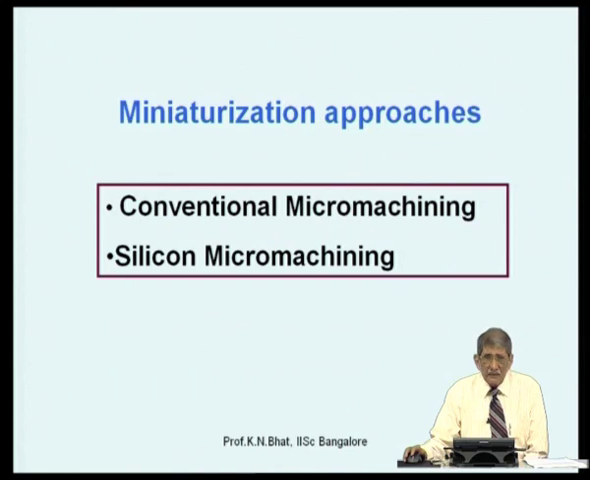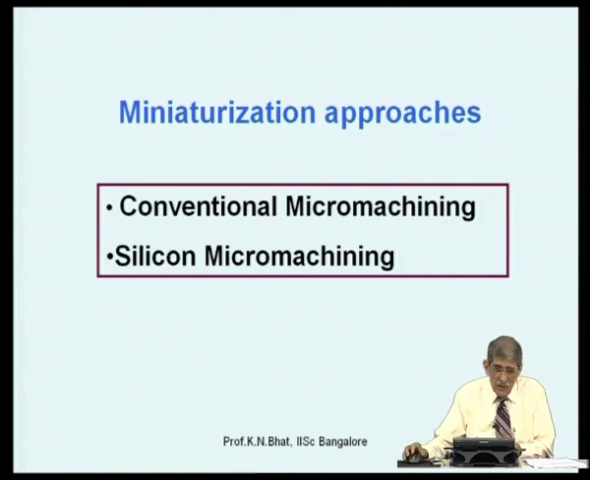Conventional micro machining and silicon micro machining. I will talk of silicon because silicon is the one which is very popular in microsystems. No doubt other materials also are gaining popularity, materials like polymer, which are very much biocompatible. But when you want to really integrate electronics with the mechanical components, one has to take a look at silicon related material devices and materials.